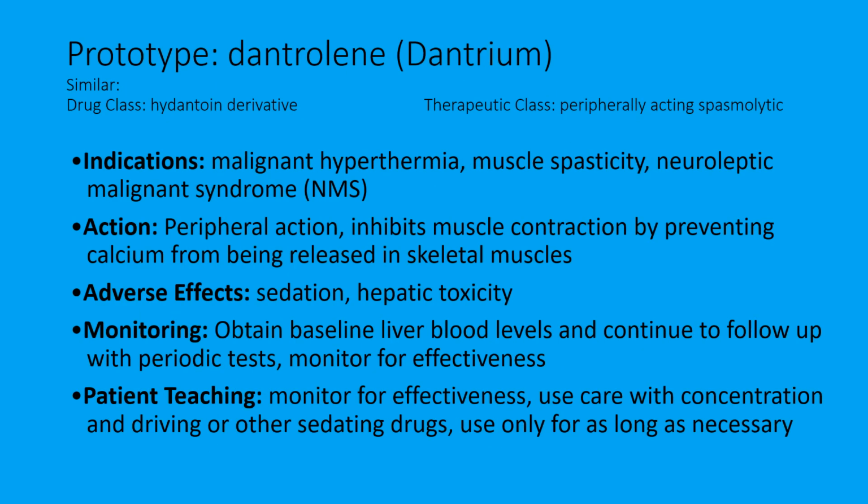So let's talk about dantrolene, which is the one medication for muscle spasticity that works peripherally. Okay, it works directly on the muscles, and it inhibits contraction of the muscles by stopping calcium release in the skeletal muscles. So really the idea behind this medication is to reduce spasticity in cerebral palsy, spinal cord injuries, or conditions such as multiple sclerosis.